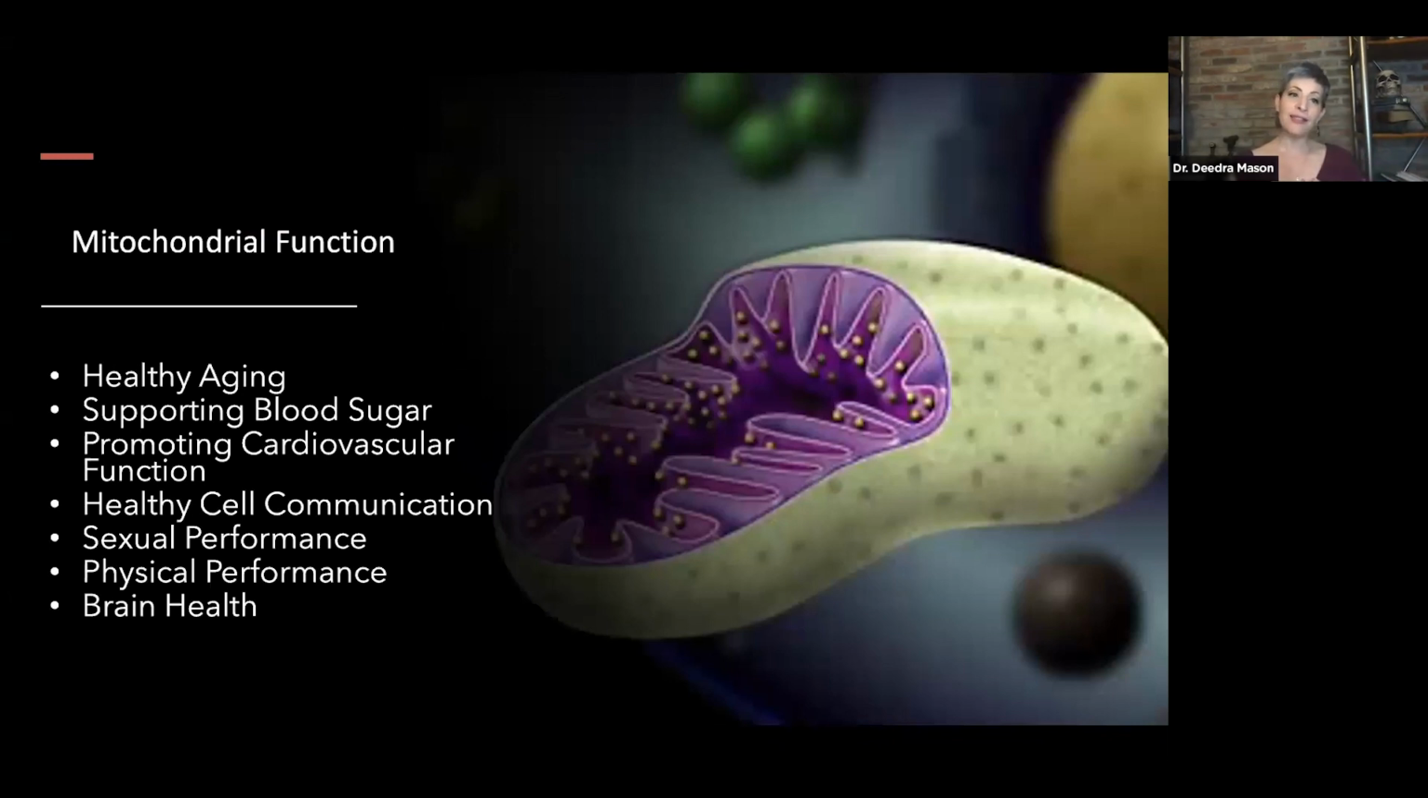In fact, studies on mitochondrial function and coenzyme Q10 support its use in healthy aging, supporting healthy blood sugars, promoting cardiovascular function, cell-to-cell communication, because of what we just talked about when paired with astaxanthin. In particular, I want to tell you that studies on astaxanthin mixed with coenzyme Q10 show a better than 50% improvement in hydration and a 24% improvement in collagen production.